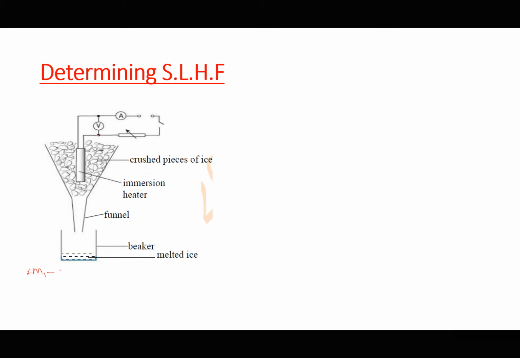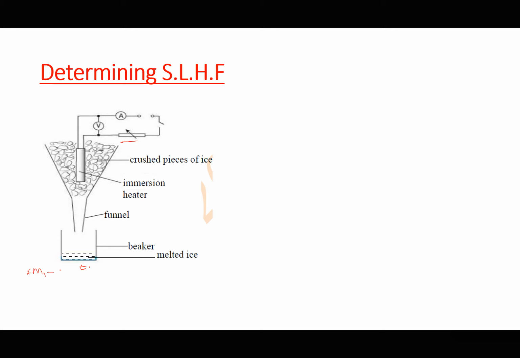Of course, we know that the voltmeter is always connected in parallel, and the ammeter is always connected in series. The variable resistor is always to help us vary the current and the PD, so that we can determine energy for different masses, so that we cancel out energy exchange to the surrounding. So the heater is switched on, and we are going to collect the melted ice in the beaker for a given time t.